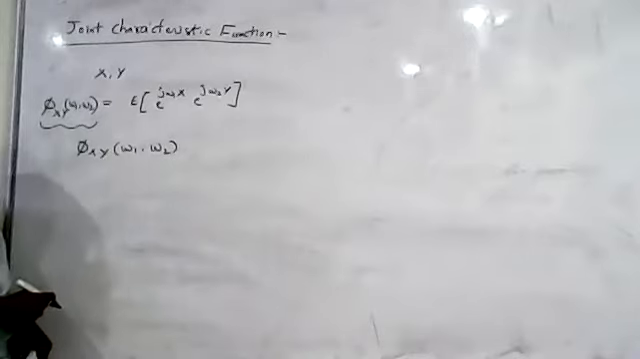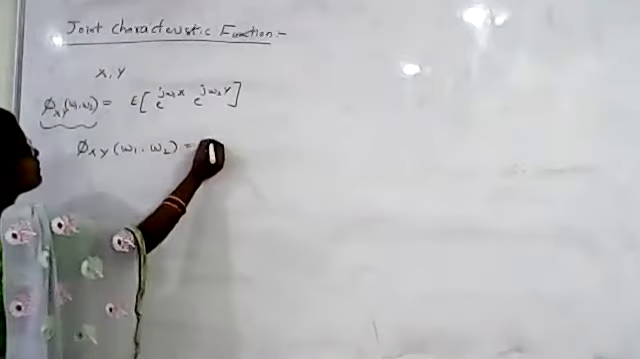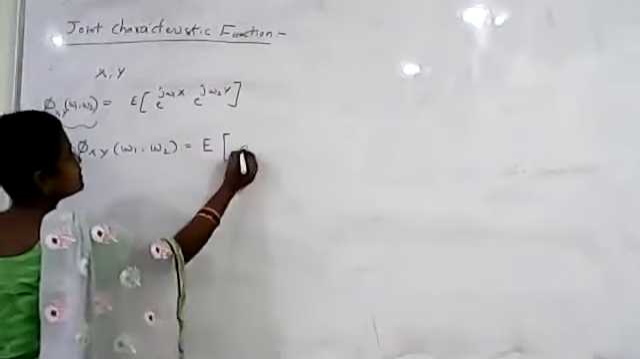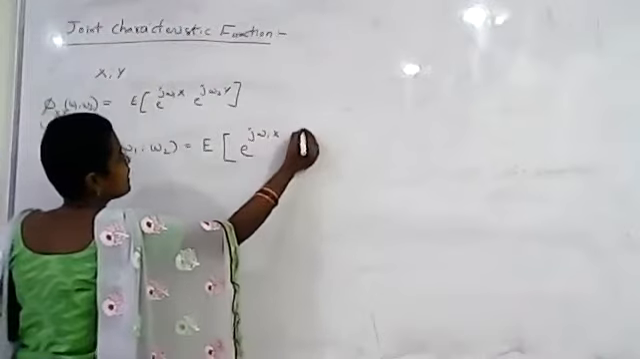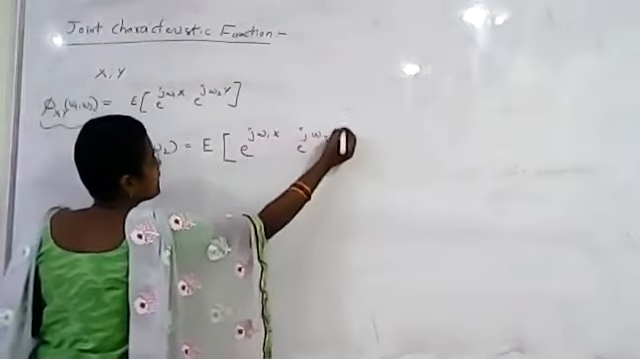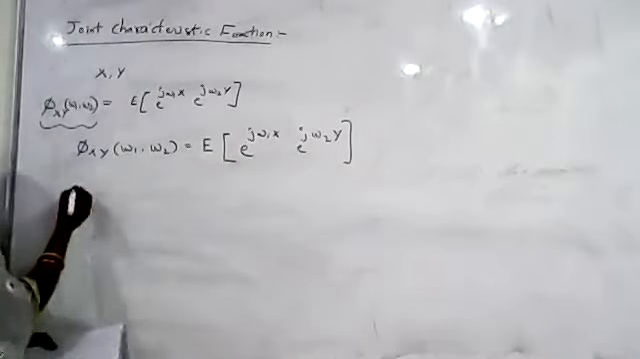So it is nothing but the expected value of e power j omega 1 x, e power j omega 2 y, where x and y are two random variables, and here omega 1 and omega 2 are real variables. Now, what is the formula for this?